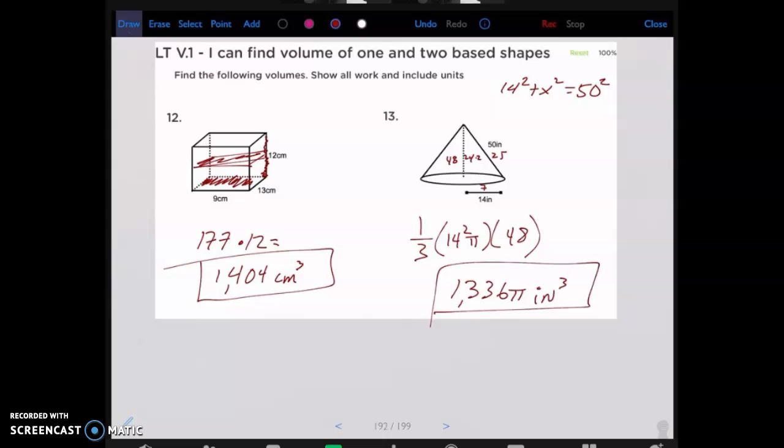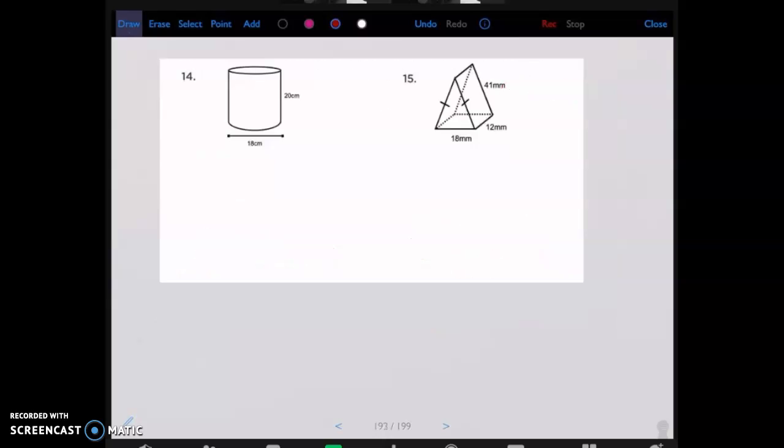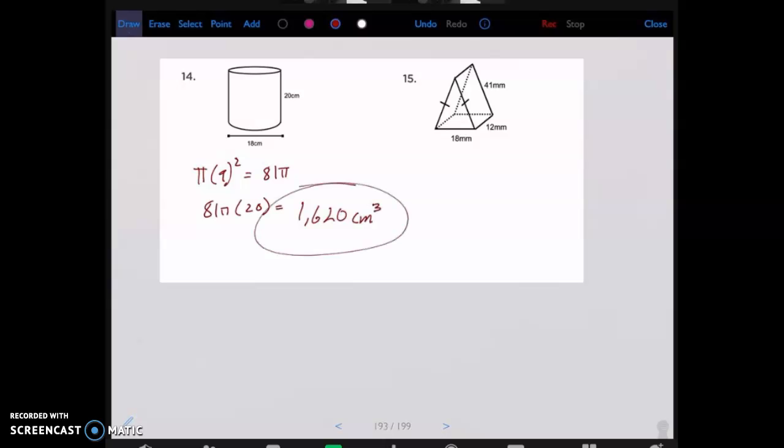One base: area of the base times height, divided by 3. Two bases: area of the base times height. Those are the only two formulas you need. Again, here we go, area of the base. So area of the base is going to be pi r squared. So that's 81 pi. And then I'm going to multiply that 81 pi times the height of the shape. 81 times 20 gives me 1,620 centimeters cubed. Wow, so much easier.